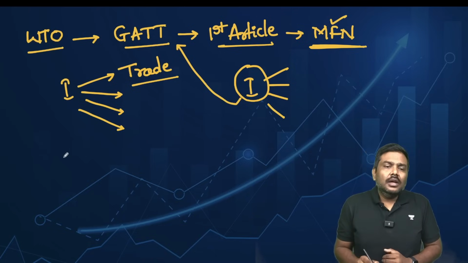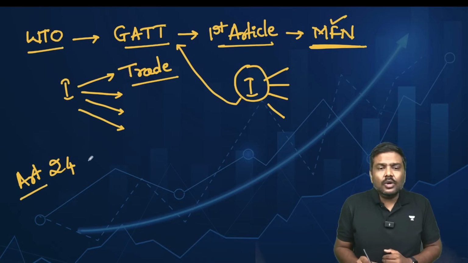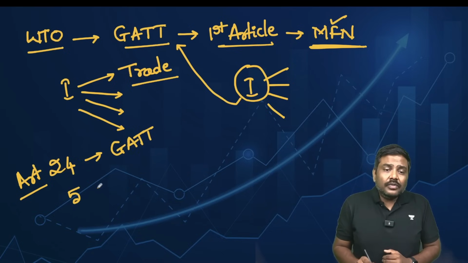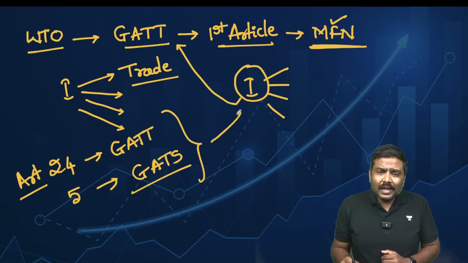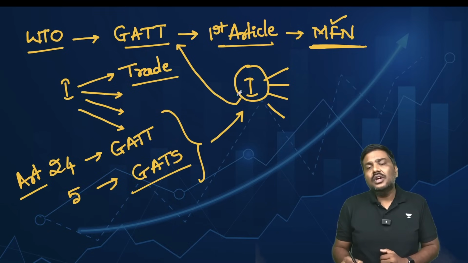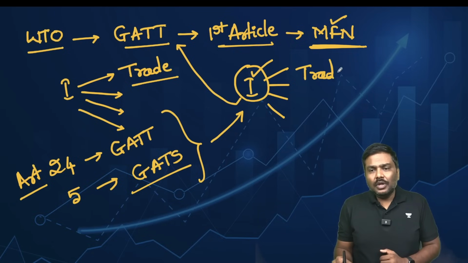Please understand, there is article 24 under GATT, and there is also article 5 under GATS. So article 24 and article 5 under GATT and GATS respectively will allow you to provide exemptions, to extend benefits only to those member countries who are part of a trade group, who are part of a trade agreement. This is point number one, please remember this.